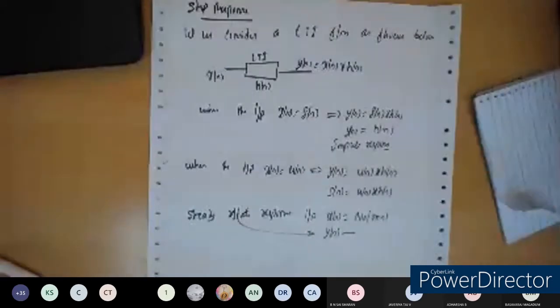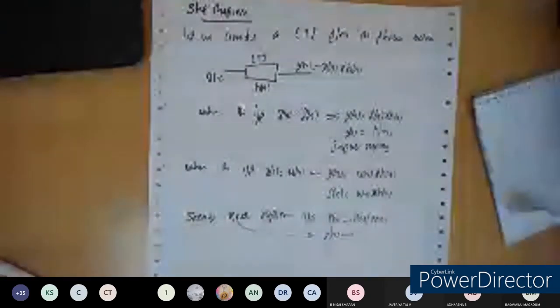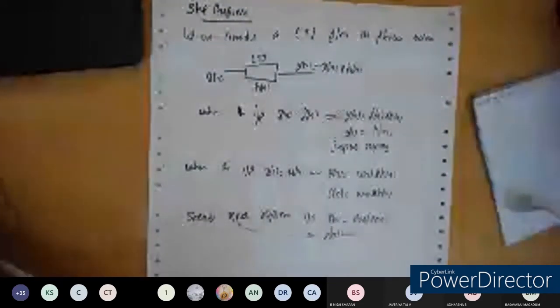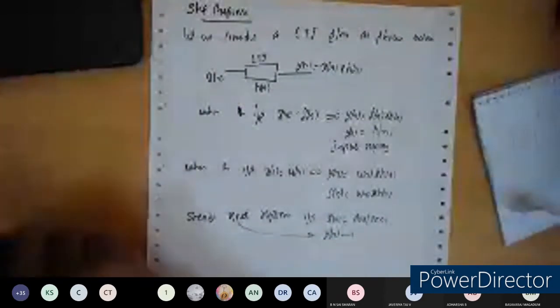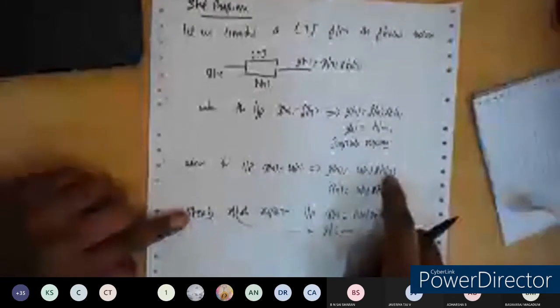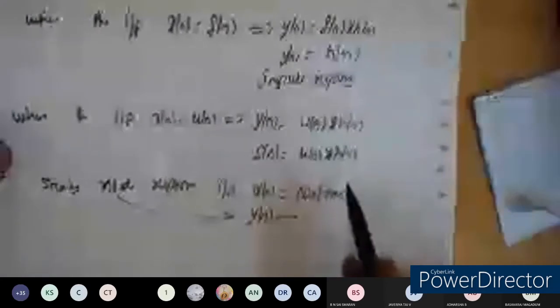Impulse response. Similarly, take the case when the input x of n is equal to the unit step function u of n. Then I can take y of n is equal to u of n convolution with h of n. Then s of n is equal to u of n convolution with h of n.